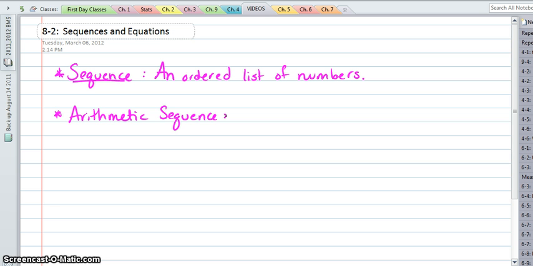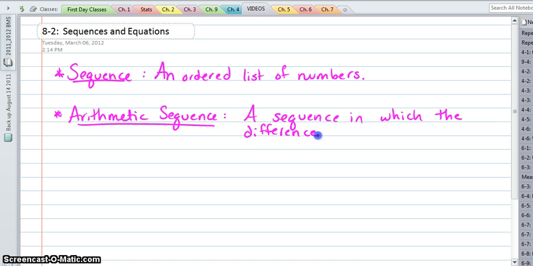An arithmetic sequence is a sequence in which the difference between any two consecutive terms is the same. Let's write that down and then dissect it. So it is a sequence in which the difference between any two consecutive terms is the same. So let's just look at this here.